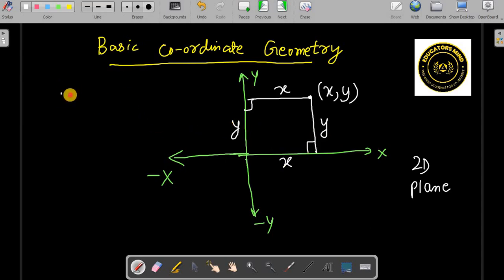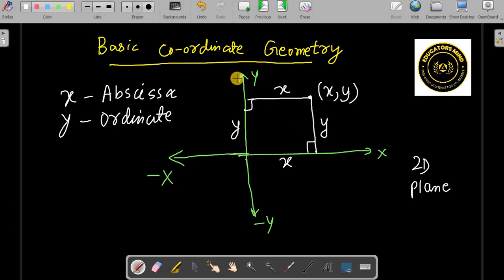X is also known as abscissa, and y is also known as ordinate. Any point in this plane can be represented by a pair of these two numbers. In the first quadrant, both are positive. Second quadrant, x is negative, y is positive. Third quadrant, both are negative. Fourth quadrant, x is positive, y is negative, right? So this is very basic.